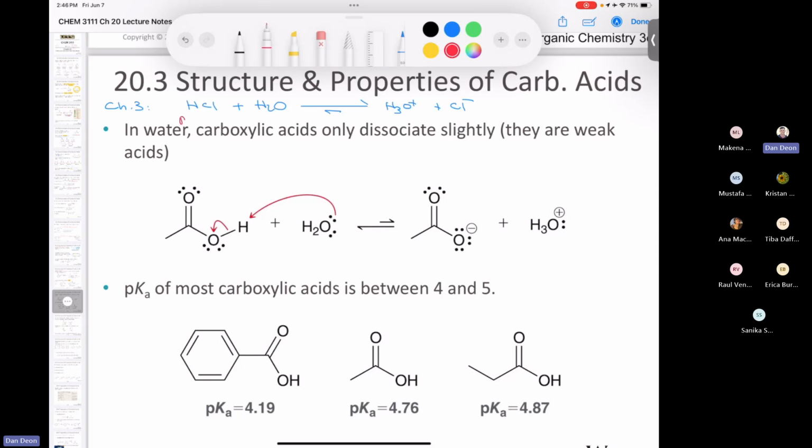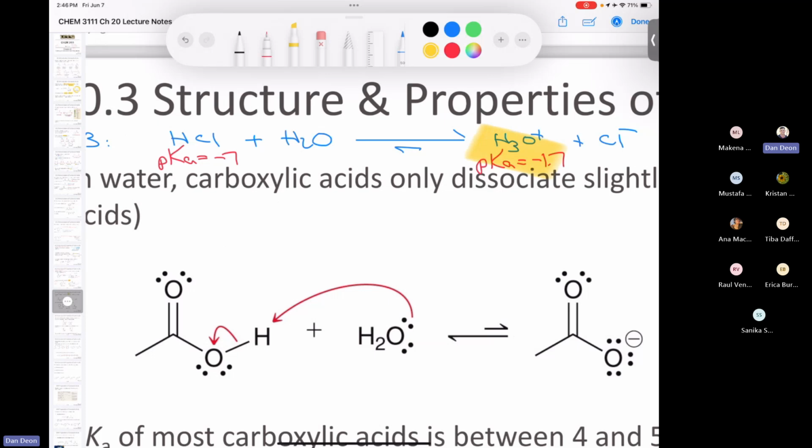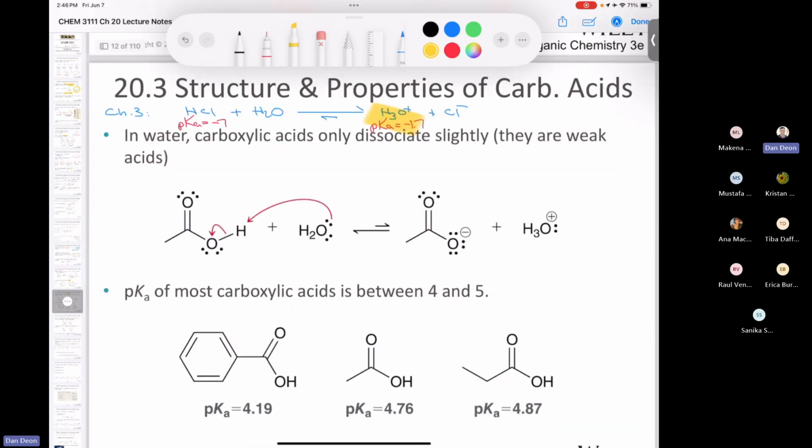Because if I compare, the pKa of HCl is around -7 and the pKa of hydronium is around -1.7. So remember, the equilibrium lies to the side of the weaker acid. So let's think about this. If this is my carboxylic acid, and this is my conjugate acid, the carboxylic acid has a pKa that's around 5-ish, whereas hydronium has a pKa which is around -1.7. So that means that if you put a carboxylic acid in water, it's only going to dissociate slightly, right?